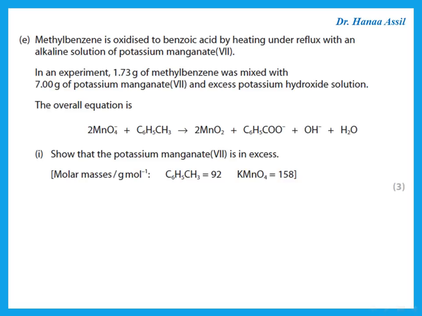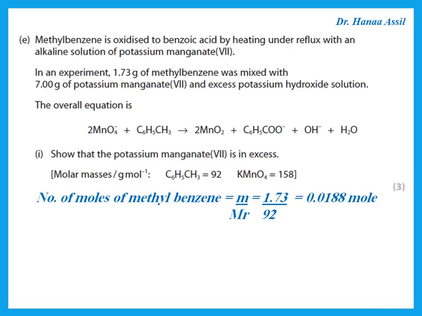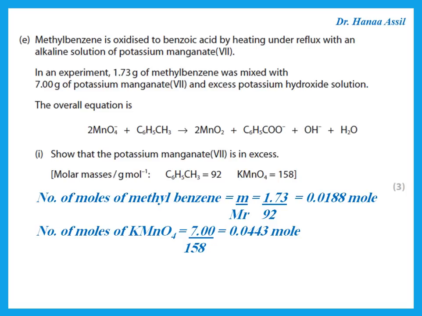Now, when he says I need to show that something is in excess, that just means I need to calculate the number of moles of each. So, what do we have? Number of moles of methylbenzene is the mass over the molecular mass. So that comes out to this number of moles. What about the other one? The number of moles of potassium manganate is mass over molecular mass, and that gives me the number of moles.